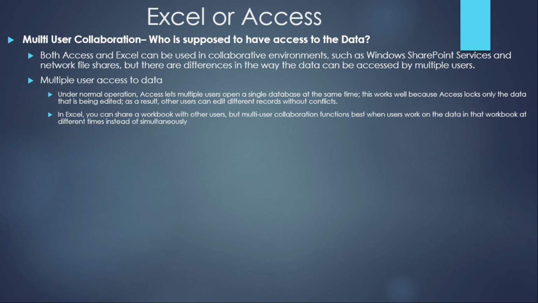Why? Because in Excel, you can share the workbook with others, but multi-user collaboration works best when one person is working on it at different times. So I can share the document with my colleagues, but when I'm working on that document, the workbook will be locked. My colleagues will not be able to have access to the entire workbook. It's only when I'm done working on the entire workbook that my colleagues now have access. And at the time that any of my colleagues are working on it, I can't work on it. I have to wait for them to finish.